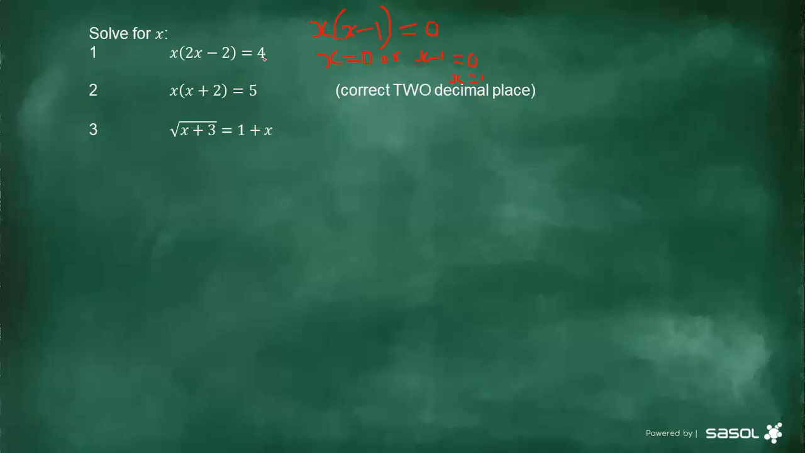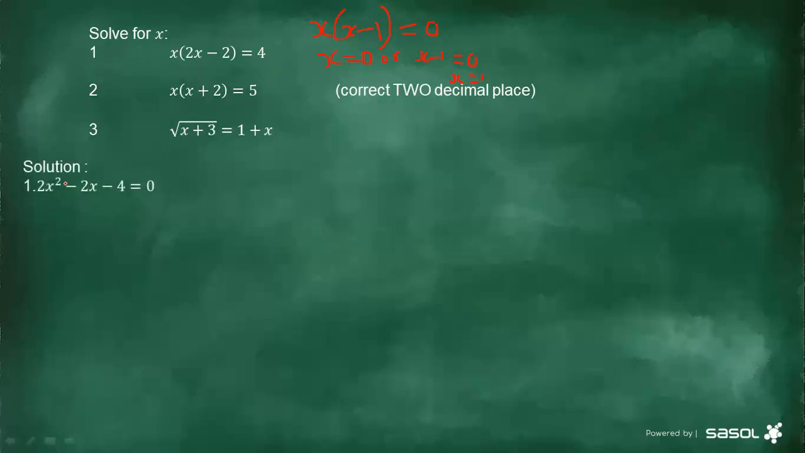But now this one does not equal 0, but equals 4. So what is going to happen? Then we are going to open the bracket and take this positive 4 to the left-hand side, so that it's equal to 0. Then we start factorizing afresh, and then we solve for x. So that's that. Let's see how we solve this one.